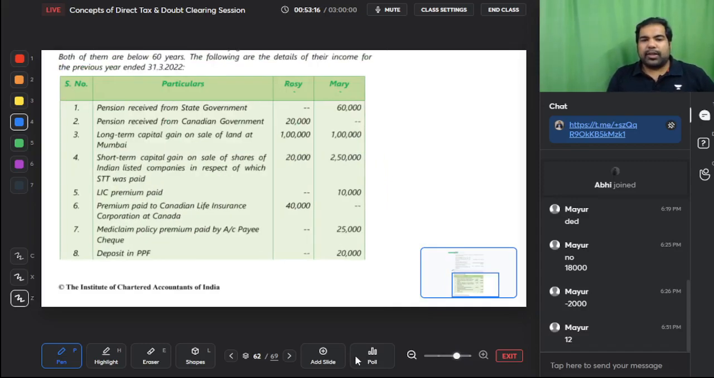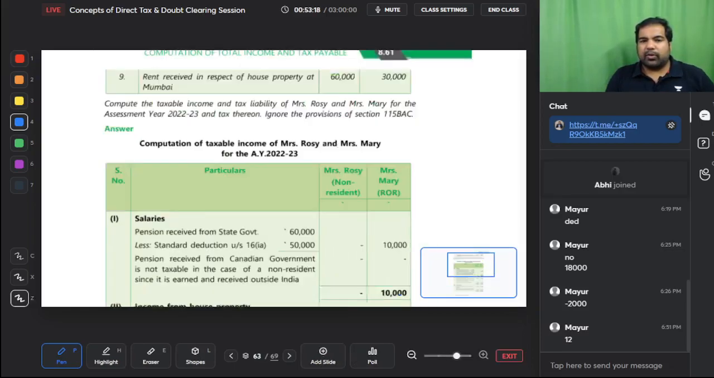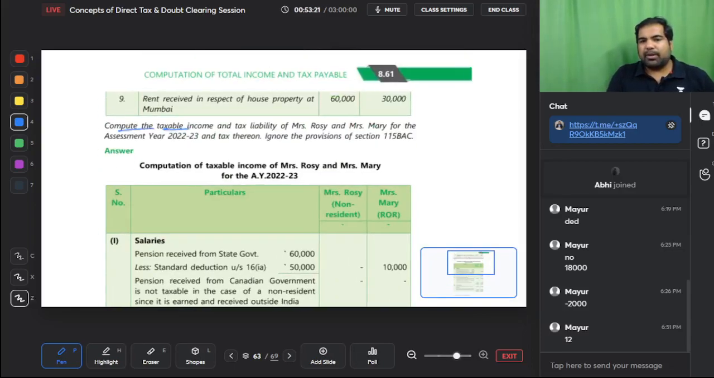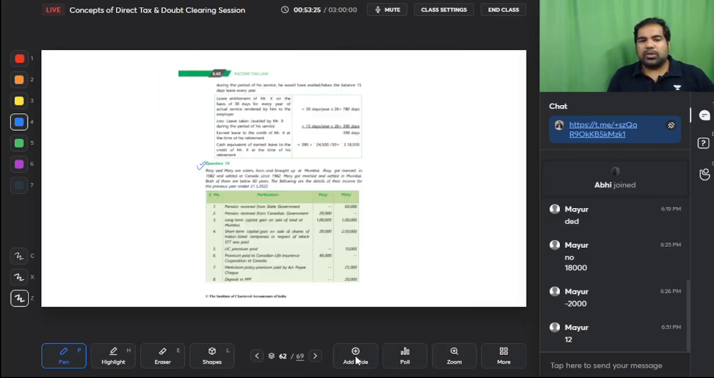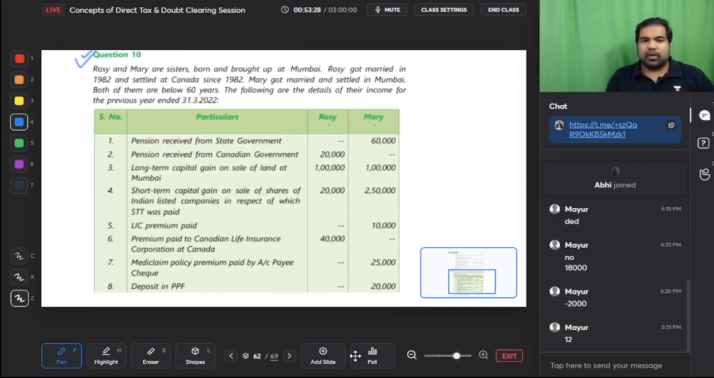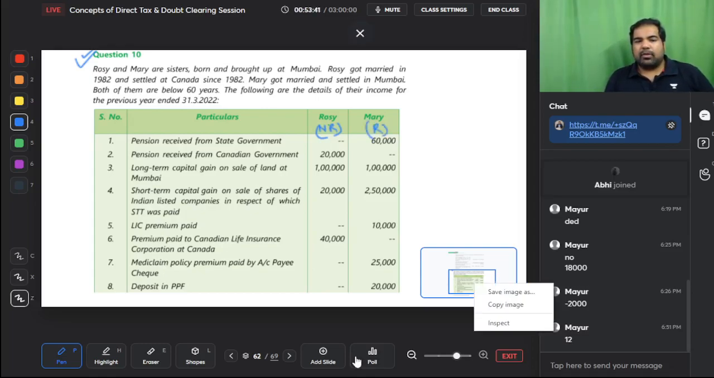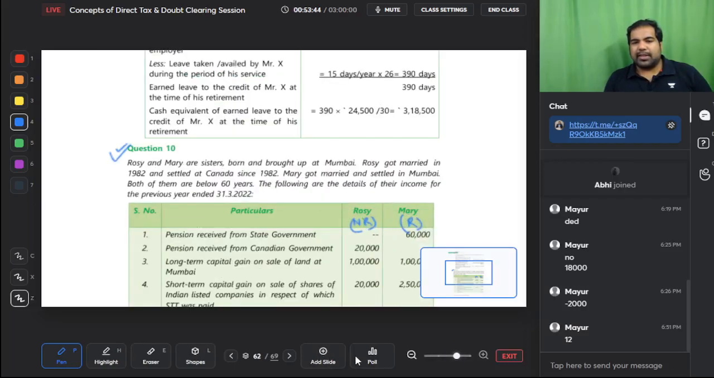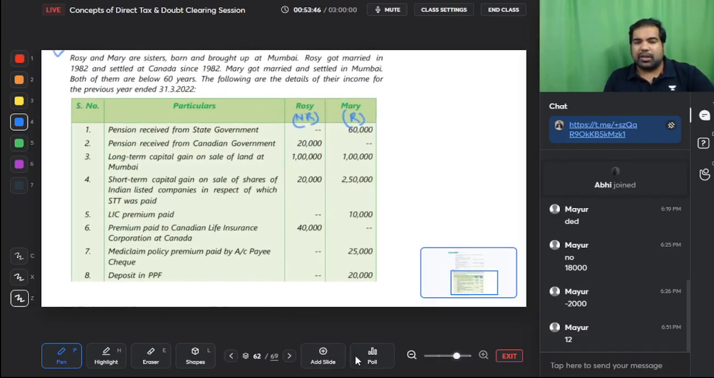What we need to do in these two cases, guys, I'll just read out what we need to do. Compute the taxable income and tax liability of Rosie and Mary. So first only the income, Rosie and Mary. Rosie and Mary are sisters. Rosie got married in 82 and settled in Canada, so Rosie is a non-resident, and Mary is in India only, so this is a resident. First try, ignore the one on the next page, first try this and then we will discuss. I'll give you about 3 minutes to do this before we start discussing.